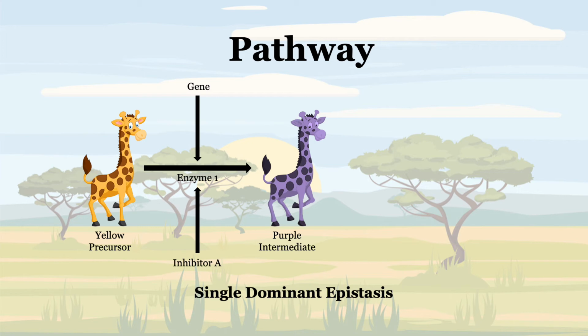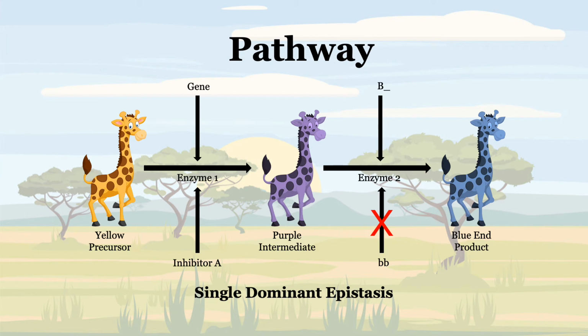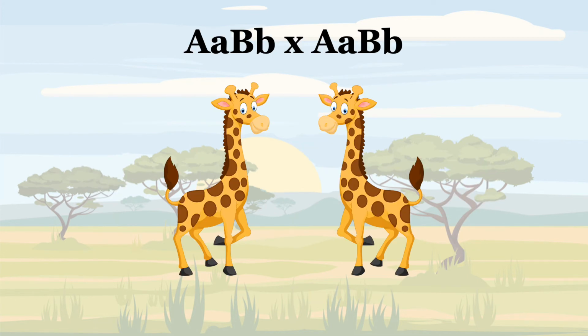Now, if a dominant B allele is present, it will code for a second enzyme that converts the purple pigment to the blue pigment. However, this can only occur if the A allele is recessive, since the first enzyme is needed to get to the purple pigment in the first place. If the A allele is recessive and the B allele is also recessive, the pigment will stay purple. Therefore, the only way the pigment can become blue is if there is a lowercase a allele and a capital B allele.